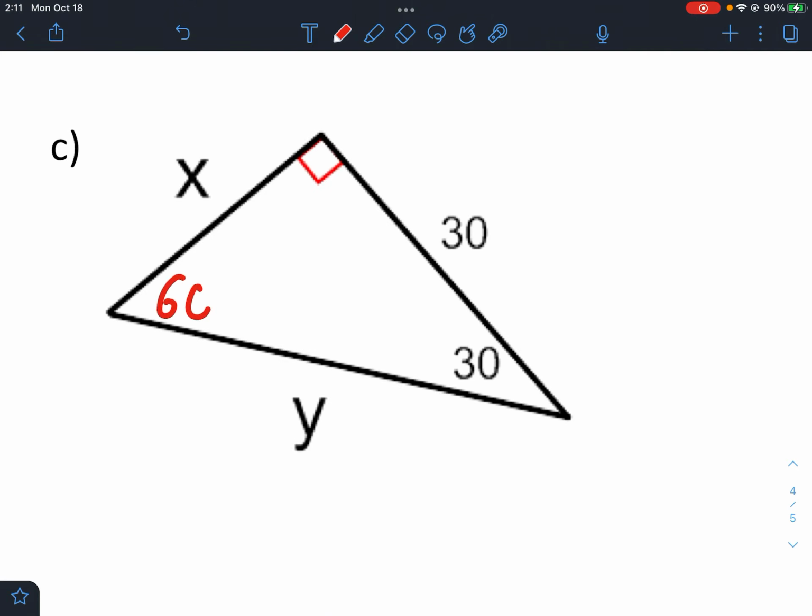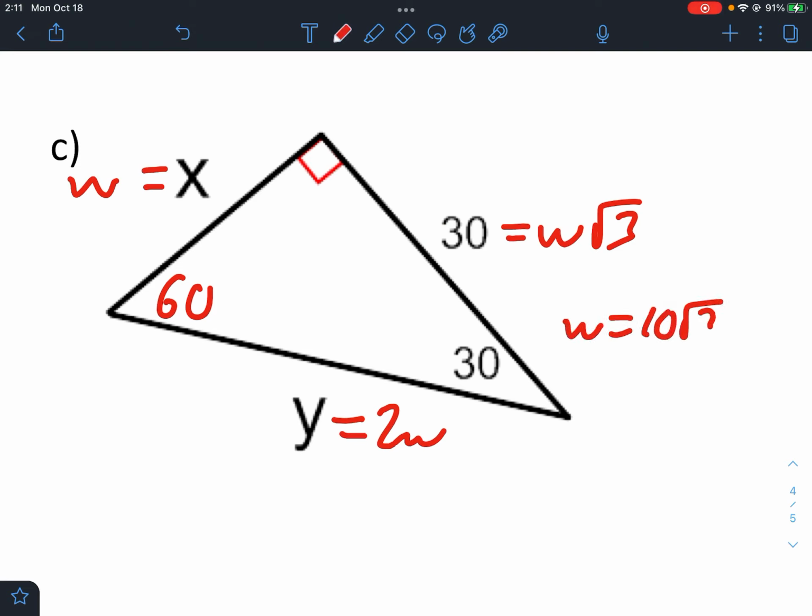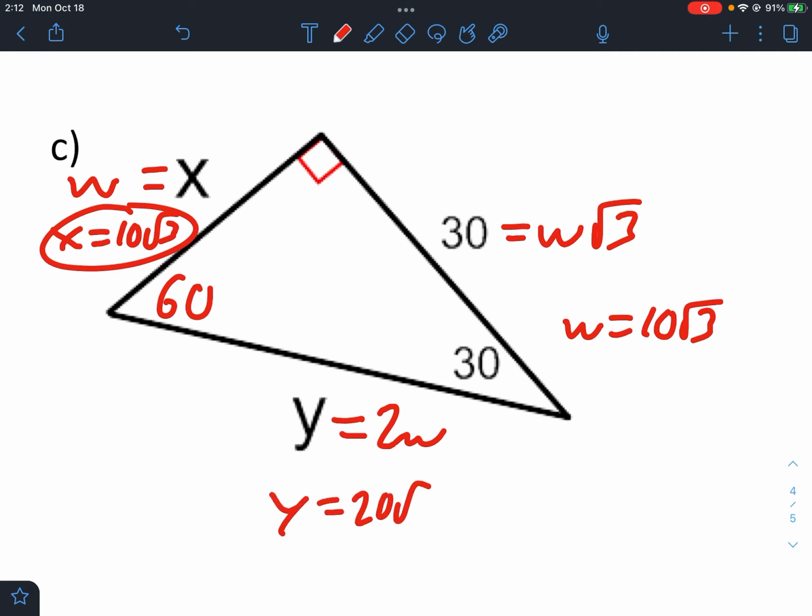But here, let's take a look at this pattern. X is W, 30 is W root 3, and Y is 2W. And when we have this, all we're going to do is divide that by 3 and multiply it by root 3, so W equals 10 root 3. Which makes X equal to 10 root 3, and Y equal to 20 root 3.